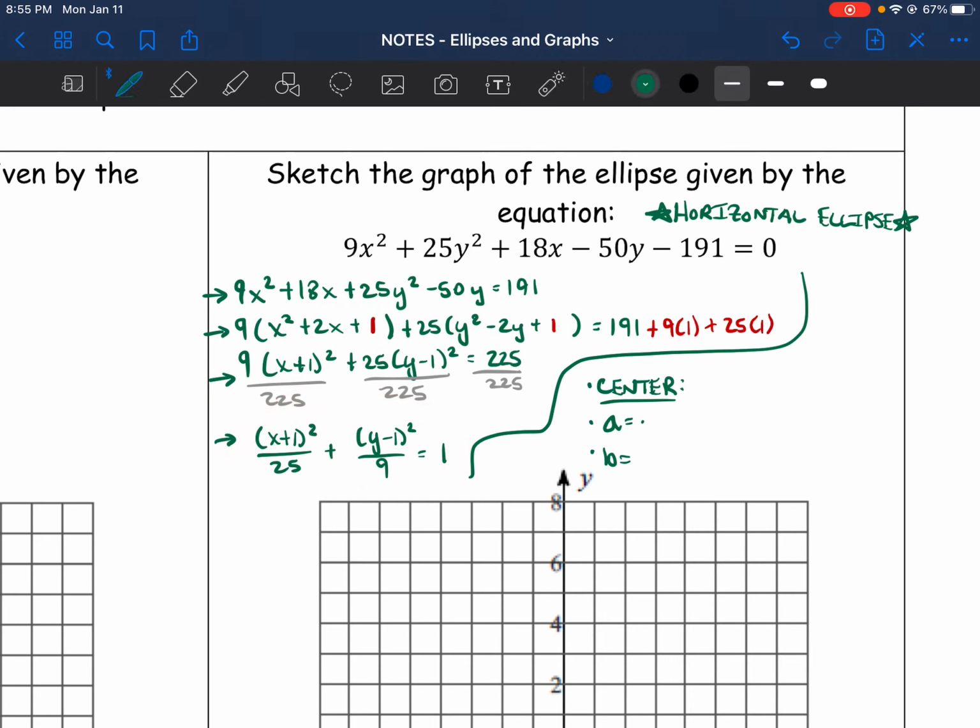We can see that the a term, again, a is always bigger than b, so a is going to be the square root of 25, since 25 is the larger denominator, which is 5. And b is going to be the square root of 9, since 9 is the smaller denominator, which is 3.